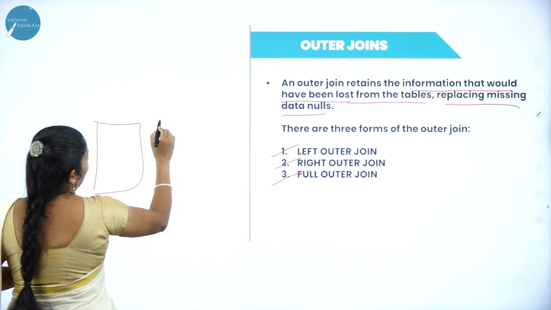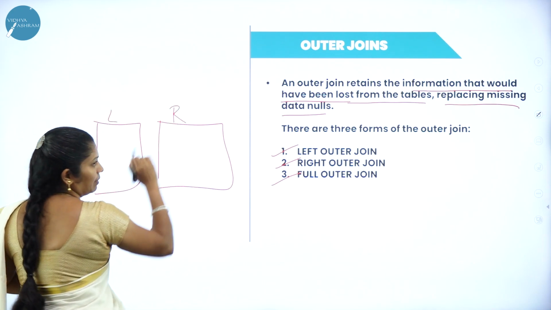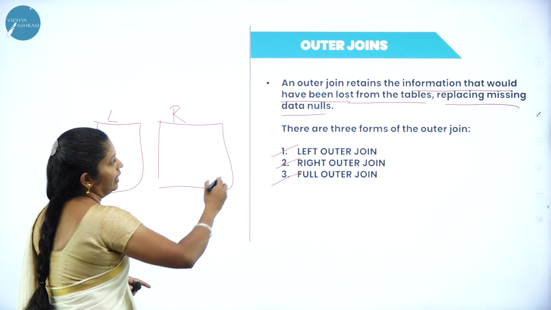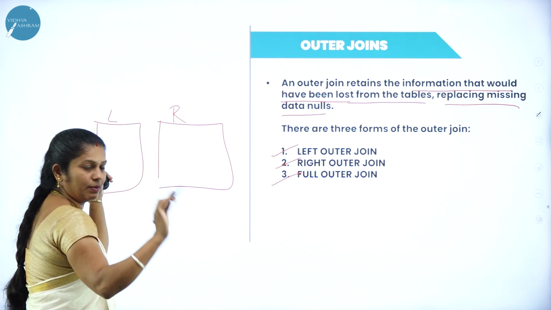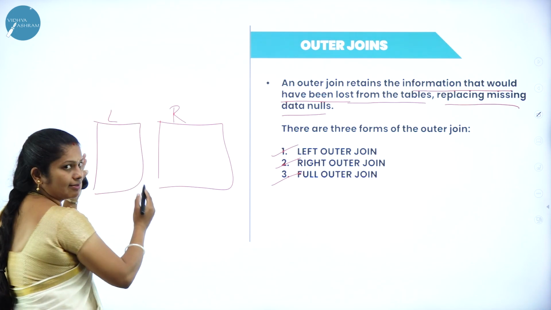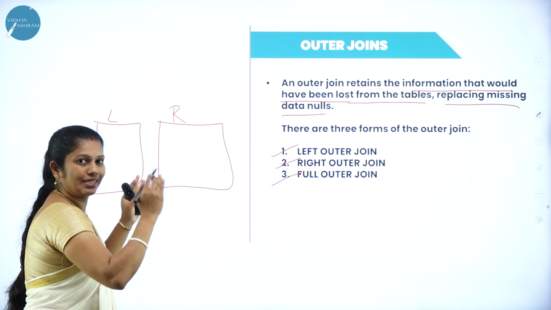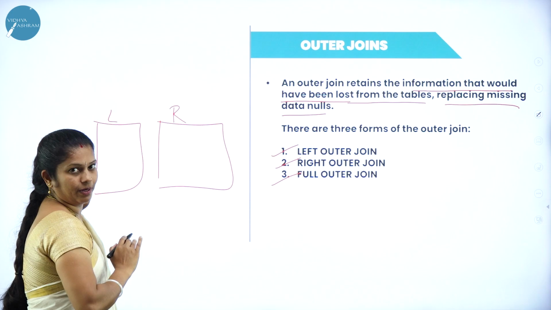Consider here we have one table and here also we have one table. Consider this is a left table and this is a right table. In left outer join, whatever content is in the left, everything will be there. From the right table, the common thing will be taken. The name itself suggests that the left table's content is taken as it is, but only the common thing is taken from the right table.